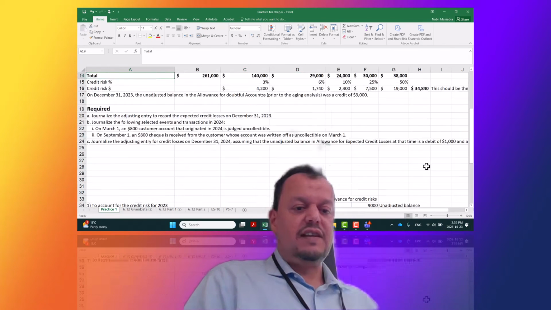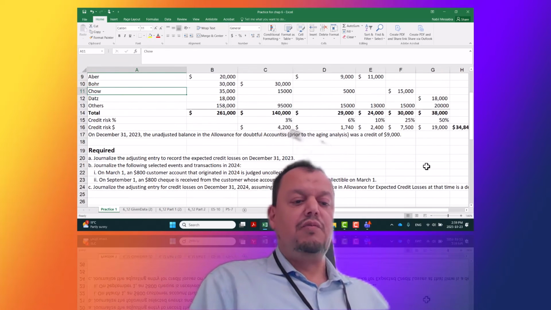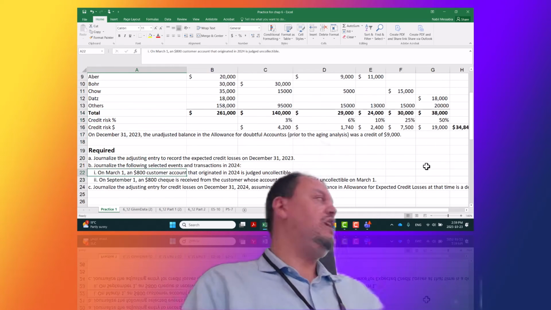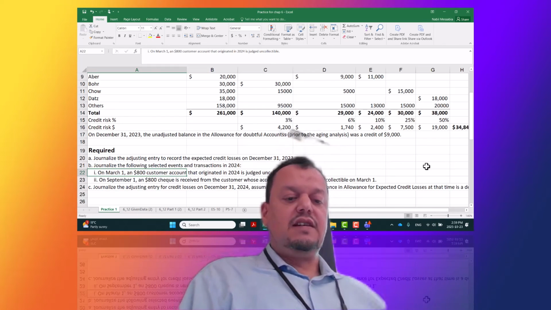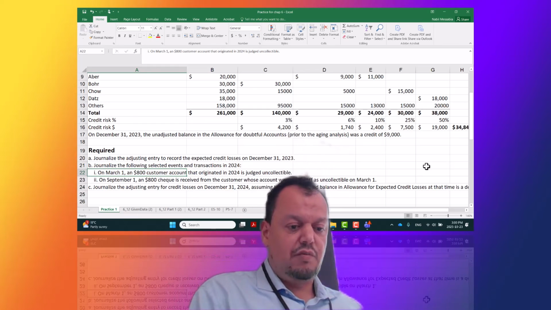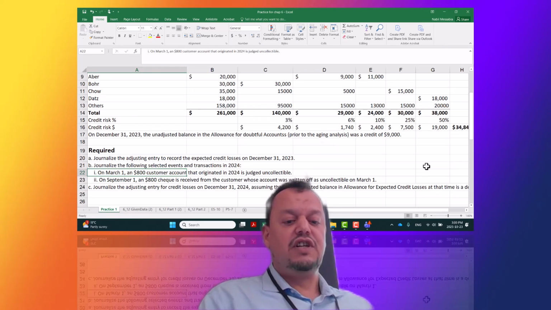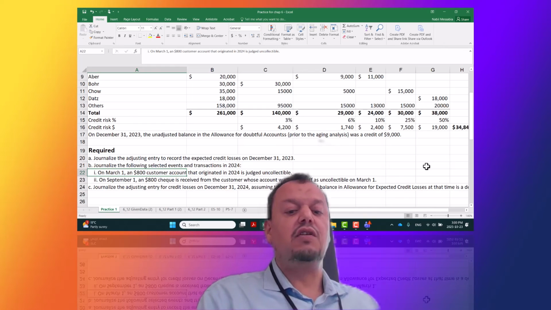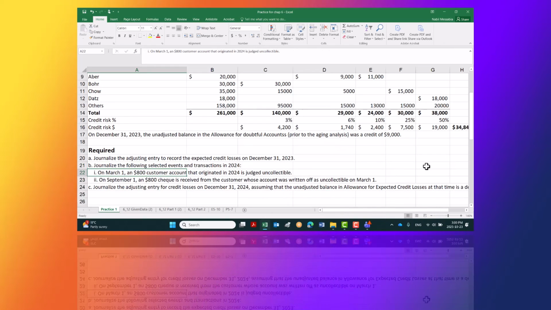And then after that, they say, journalize the following selected transaction. On March 1st next year, so what we have done is for December 31st, 23. And then the next year, this happens on March 1st: an $800 customer account that originated in 2024 is judged uncollectible. Suddenly, one of our clients went bankrupt, and the amount is uncollectible. What journal entry should we do in this case?